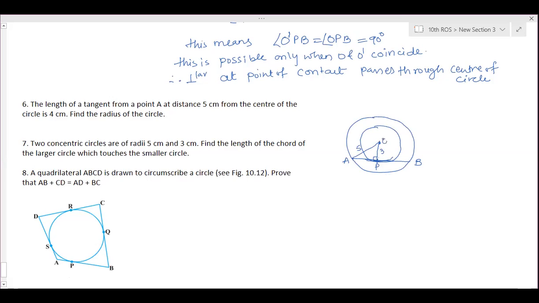For the outer circle, AB is a chord and OP is perpendicular to AB. Therefore, it will bisect the chord, so AP and PB are equal. Now by Pythagoras theorem, find out AP. 3, 4, 5 is a Pythagorean triplet, so AP is 4, so PB is also 4. So AB will be 8 centimeters. Clear?